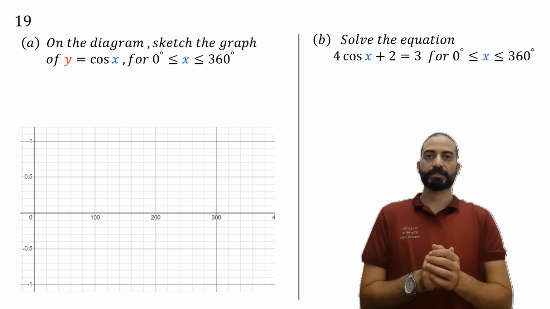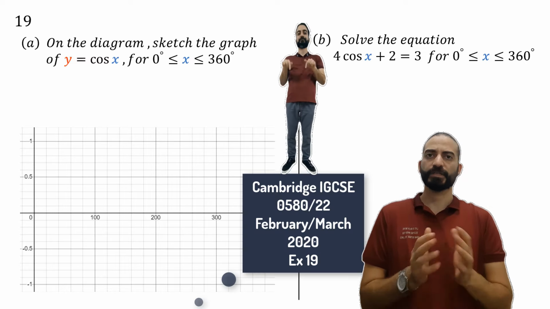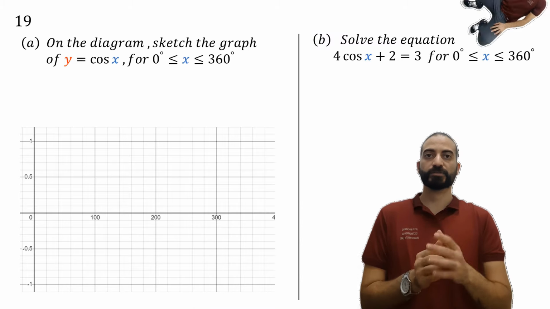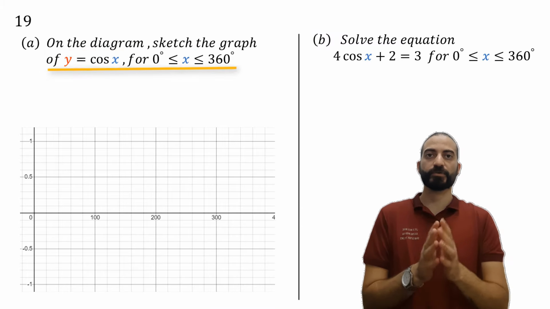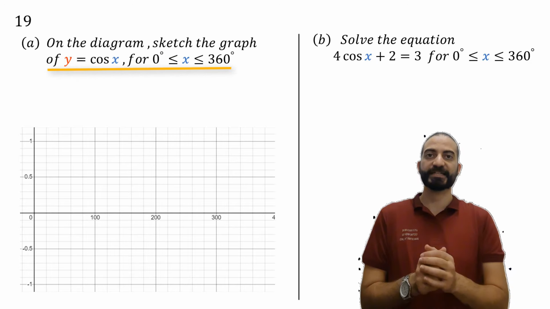Hello everyone, we will start by solving question 19 of the Cambridge IGCSE 2020 exam. What is required of us in part A? On the diagram, sketch the graph of y equals cosine x for x between 0 and 360 degrees.